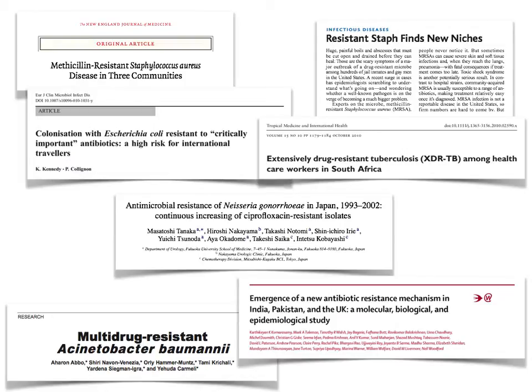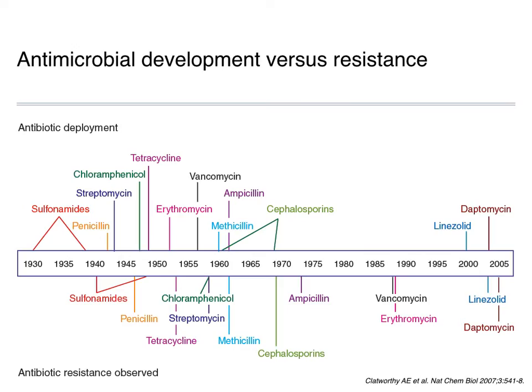Then on the bottom right there, you have so-called NDM1 producing Klebsiella pneumoniae, which was so named. So NDM1 stands for New Delhi metallo-beta-lactamase, named that way because these isolates were first identified in patients who were in New Delhi, India. So these are just some of the examples of the many resistant pathogens that we are seeing right now. And then what this slide shows really is the timeline between antimicrobial development and antimicrobial resistance.